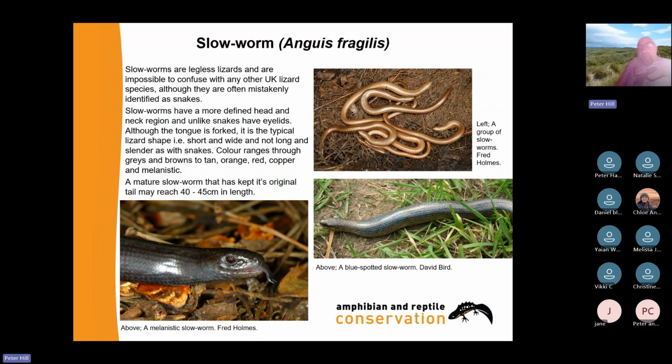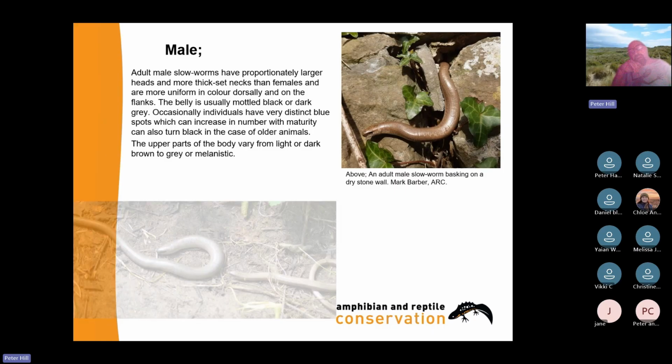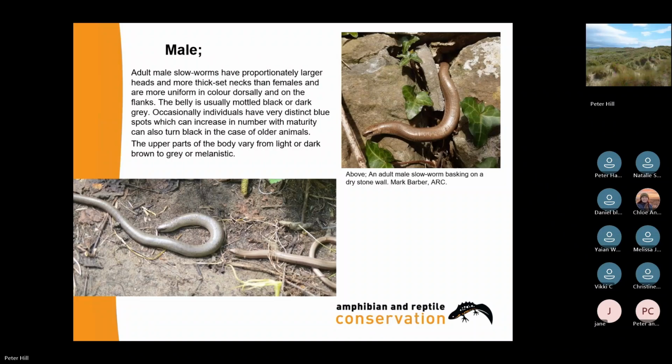Quite big animals, if they haven't lost their tail, of course. They can shed their tail like all lizards in the UK and regrow it, but it's never as beautiful as the original. Males, again, different to females in the same way as the common lizard, in that they have much bigger, chunkier heads, more thick-set necks. They're also pretty much a uniform color all over, as you can see in this battle-scarred male here. It's basking between some rocks. Its belly can be different, but overall impression you get looking at this animal, it's the same color all over.